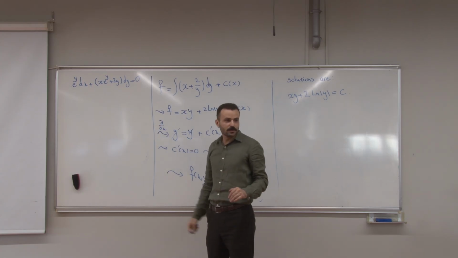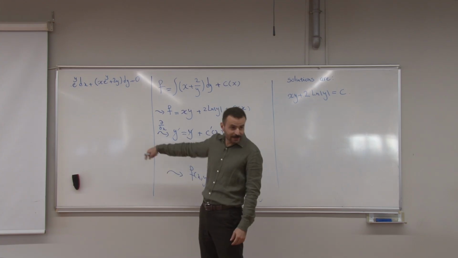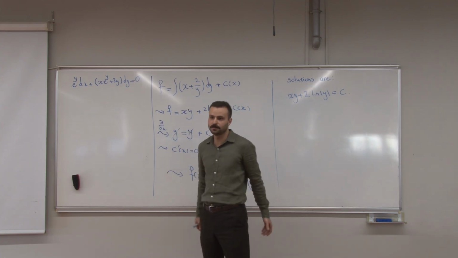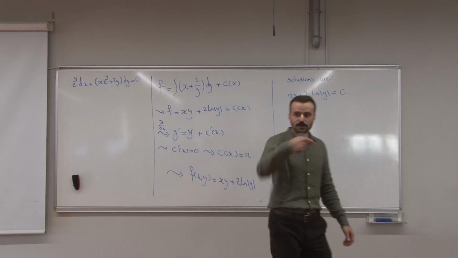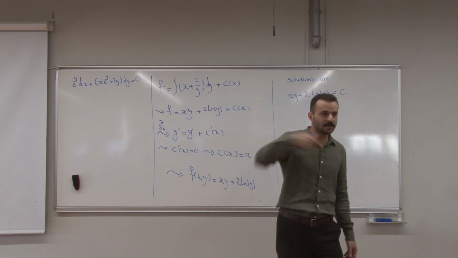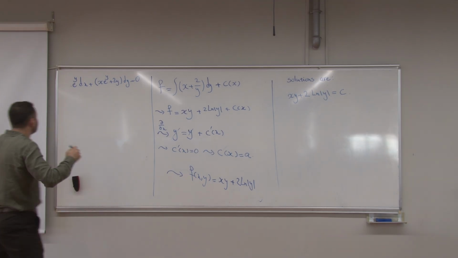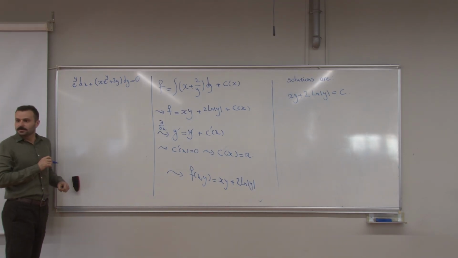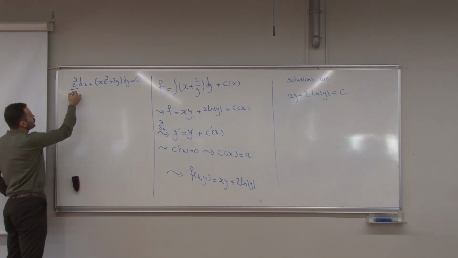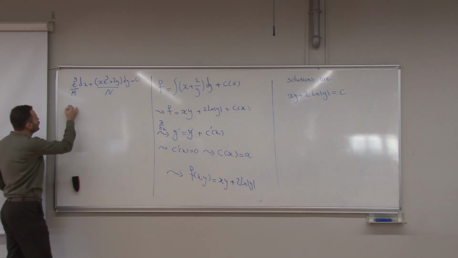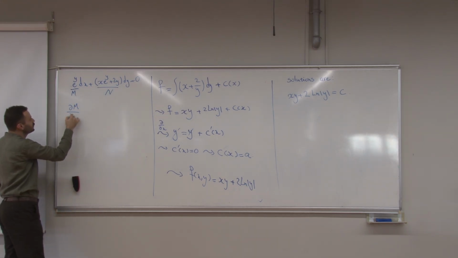Is this equation exact or not? First, check if it is exact. Then, if it is exact, what should we do? We integrate, take derivative, again integrate, right? These are the steps. What is our m here? Yes, the coefficient of dx. What is our n here? The coefficient of dy. Can you please calculate this?